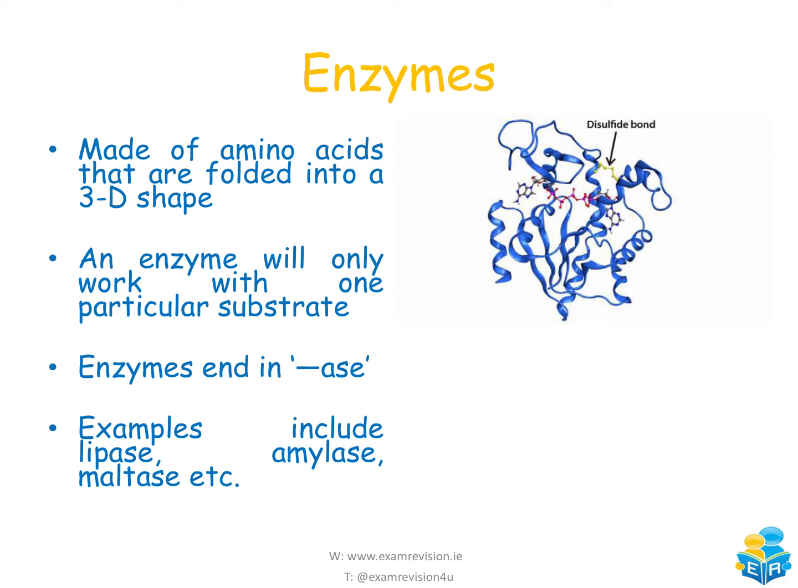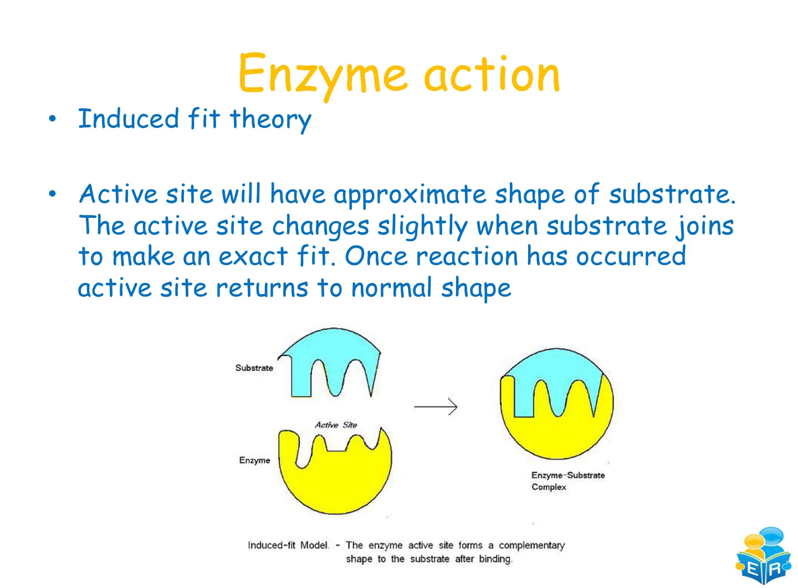So some examples which you might have come across already. If not, you might see them before the end of 6th year. We have lipase, we have amylase, and we have maltase. So amylase is the enzyme that acts in your mouth. So amylase acts on starch to produce maltose.